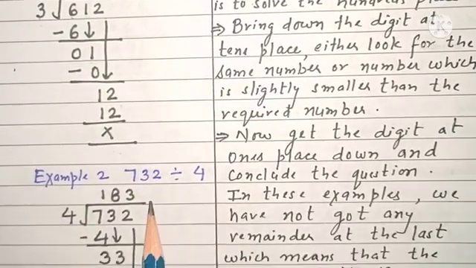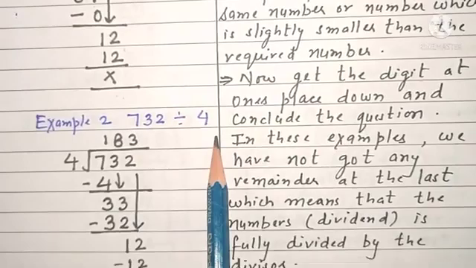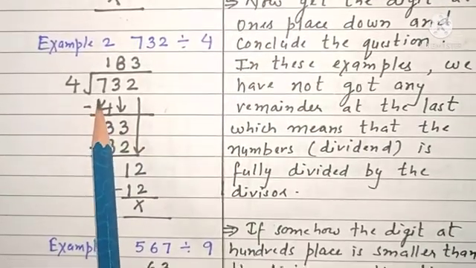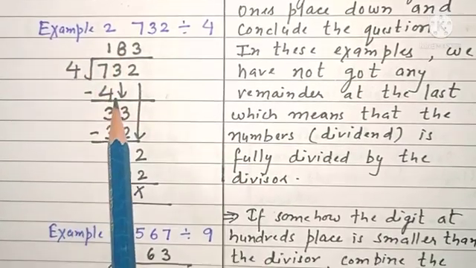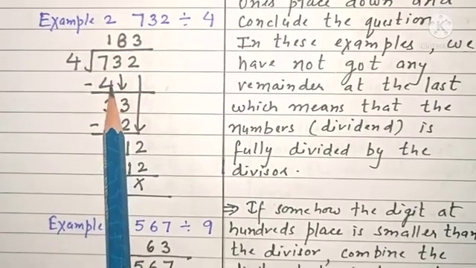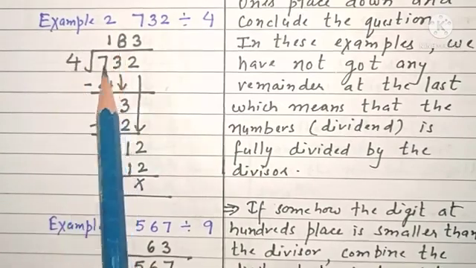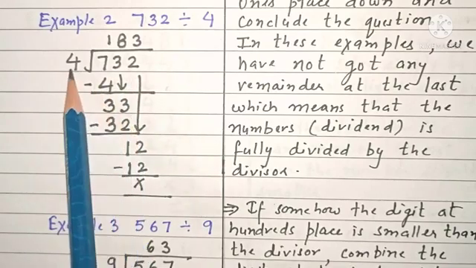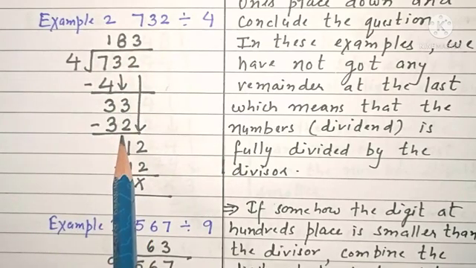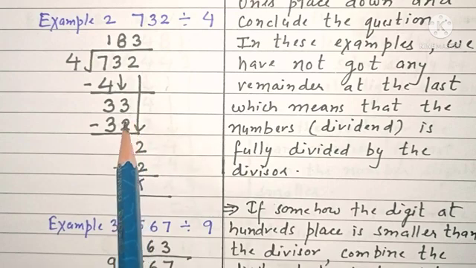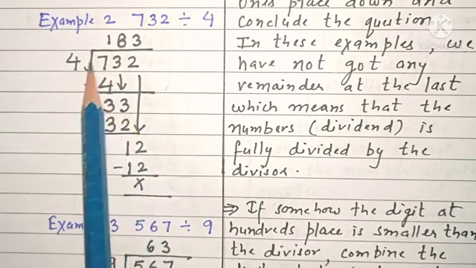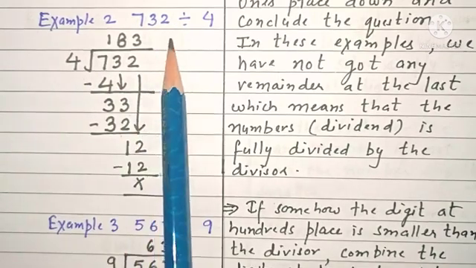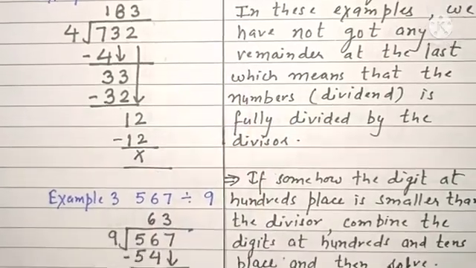Example number 2. 732 is to be divided by 4. Again, the same procedure is to be used. First of all, to solve the hundreds place, 4 ones are 4. Because when we will do 4 twos are 8, it would be bigger than 7. So it is 4 ones are 4. 7 minus 4 is 3. Putting 3 down, 33. 4 eights are 32. Slightly smaller than 33. And then 3 minus 2 is 1. Putting 2 down, 4 threes are 12. And the quotient is 183. Moving on to example number 3.